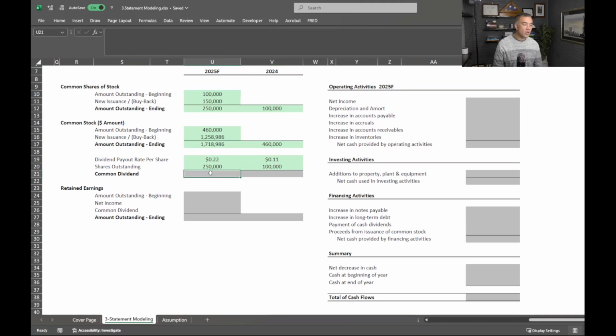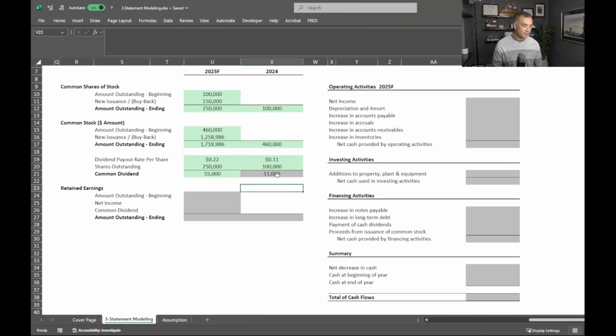All right, so now we want to know, well, how much did this cost us, right? We had to raise new funds. We have to pay the shareholders a dividend. So what we're going to do here is take the 22 cents and multiply it times the 250,000. So it cost me $55,000.